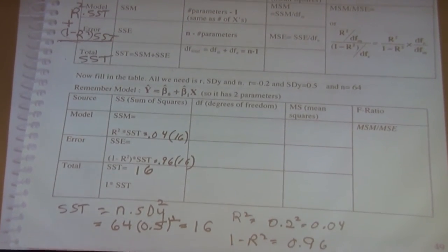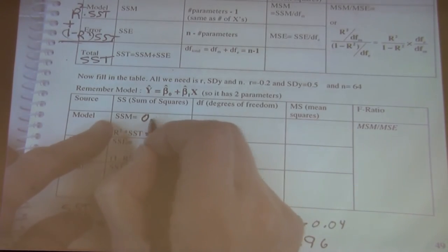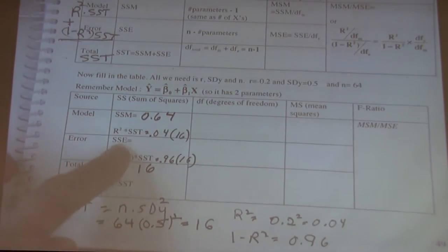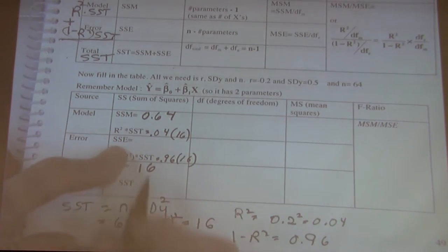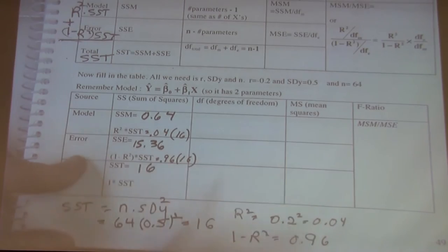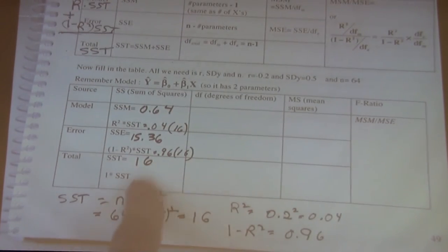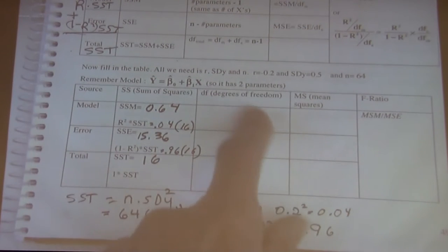So this right here is 0.64. So this obviously has to be what? 16 minus that, so it's 15.36. All right, so just like these add up to these two sums, so do the degrees of freedom.